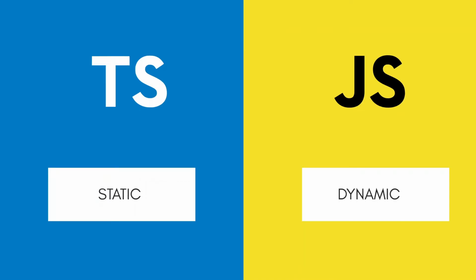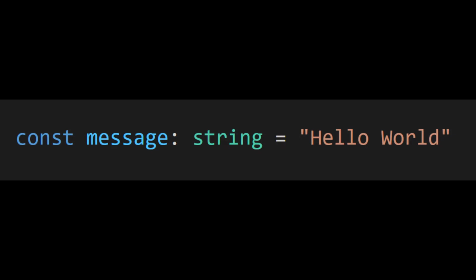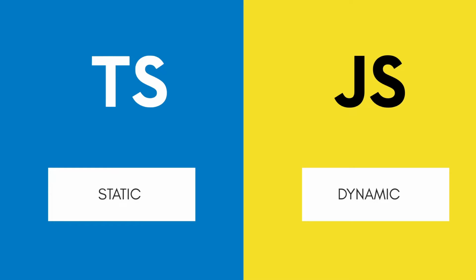TypeScript is a static language and JavaScript is dynamic. We need to statically define the types and the return types of the variables and the functions, not like JavaScript where we can add any type of value to any type of variable. In TypeScript it is not allowed.